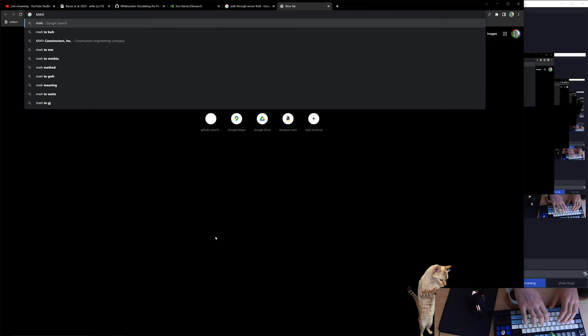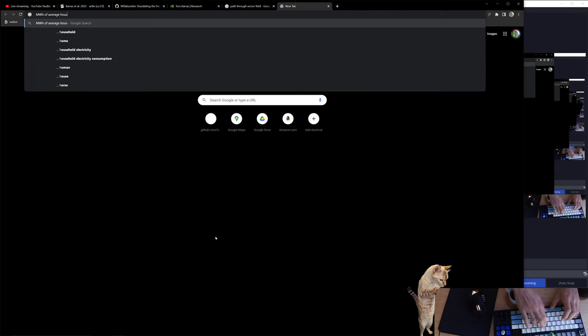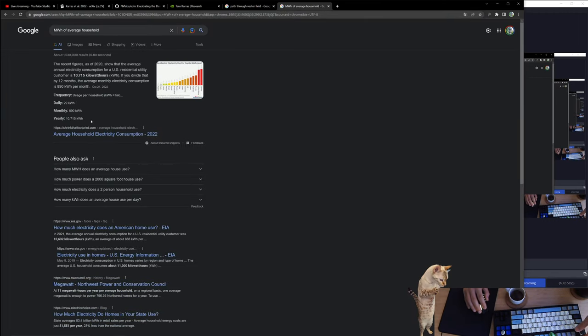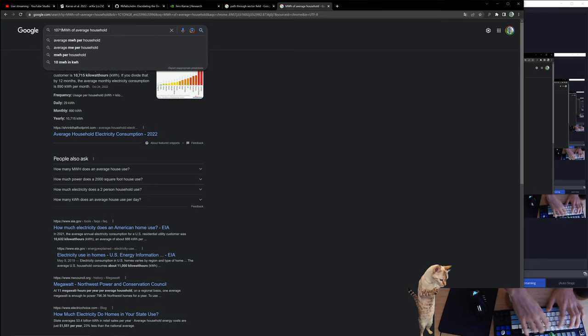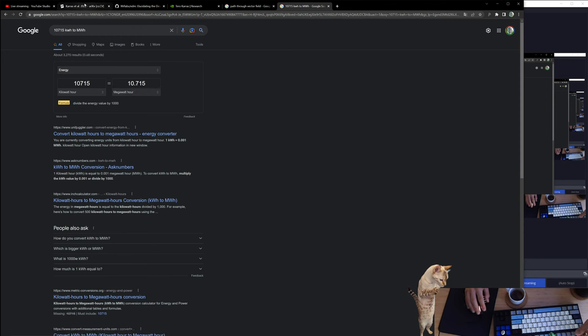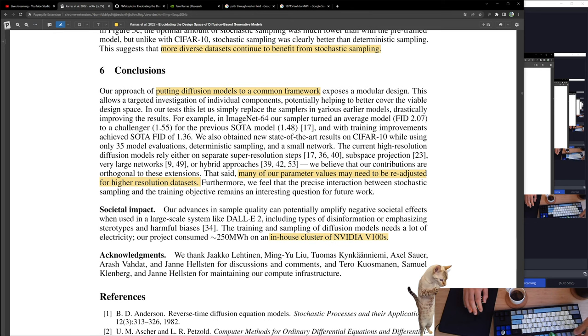How much is 250 megawatt hours? Megawatt hour of average household. Annual electricity consumption of a U.S. residential utility customer is 10,715 kilowatt hours, to megawatt hours is 10 megawatt hours. So 250 megawatt hours is roughly 25 households. So it's roughly 25 houses over 1 year is what they burned on this paper.